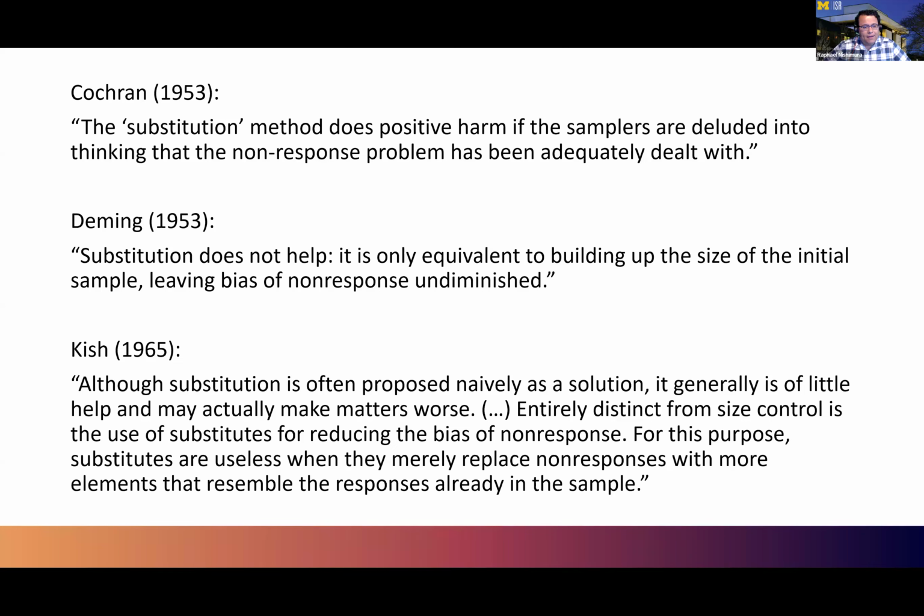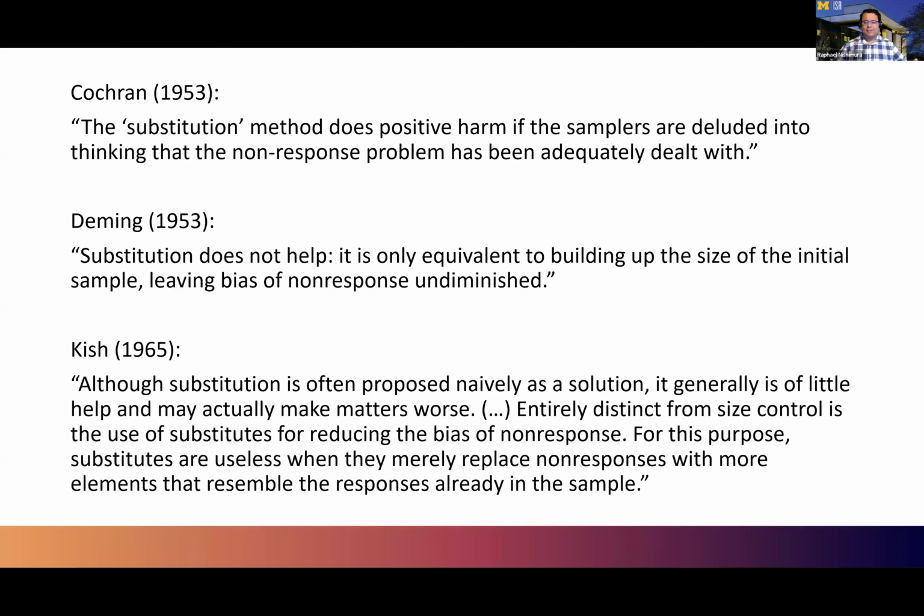And then finally, here I have a quote from Kish that I could not leave without mentioning, from his textbook Survey Sampling. Although substitution is often proposed naively as a solution, it generally is of little help and may actually make matters worse. Entirely distinct from sample size control is the use of substitution for reducing the bias of non-response. For this purpose, substitutes are useless when they are merely replacing non-responses with more elements that resemble the responses already in the sample.